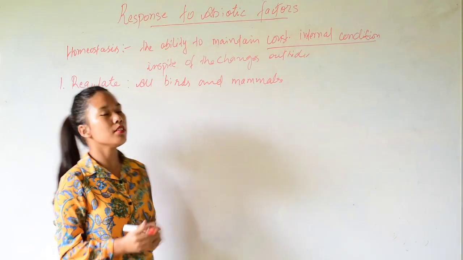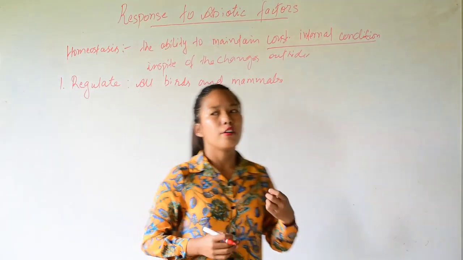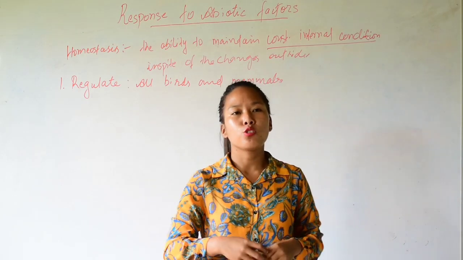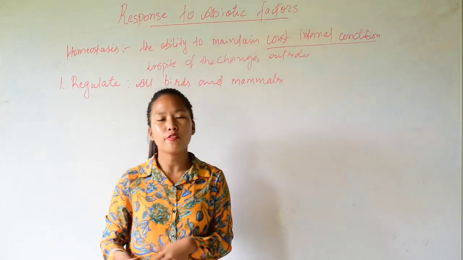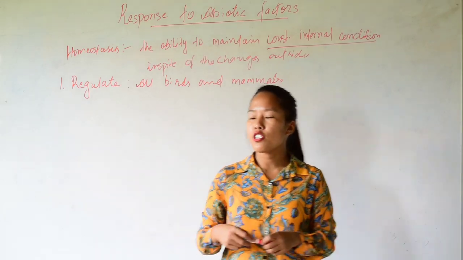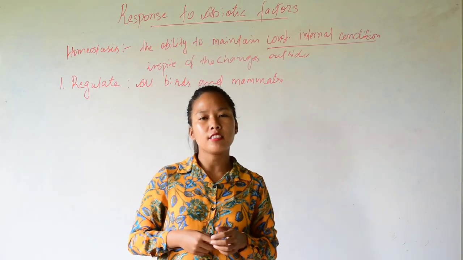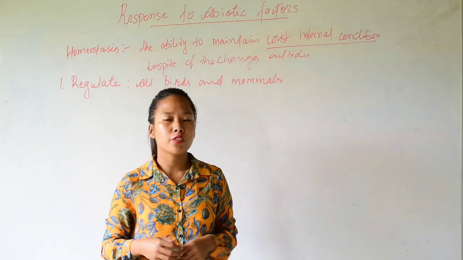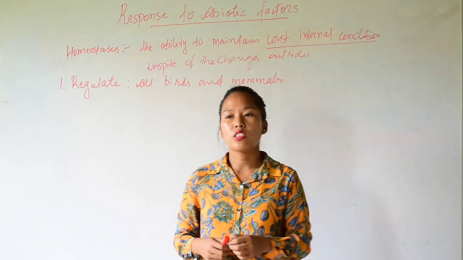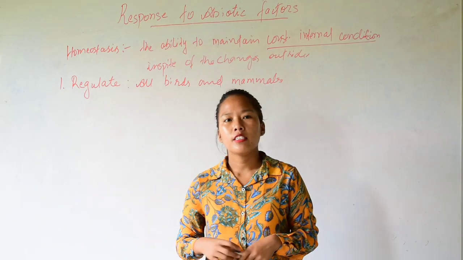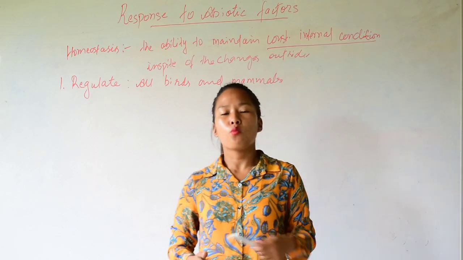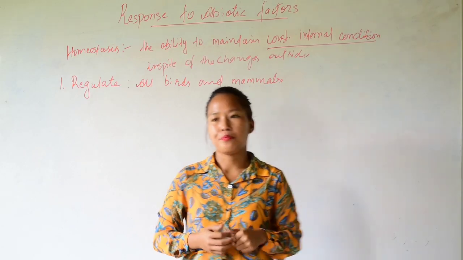All birds and mammals, and a few lower invertebrates and vertebrates, are able to thermoregulate. They are capable of thermoregulation, and evolutionary biologists believe that mammals are the most successful regulators. Why? Because they have the ability to maintain a constant internal condition. And the mechanisms used by these mammals are similar to the ones that we humans use.